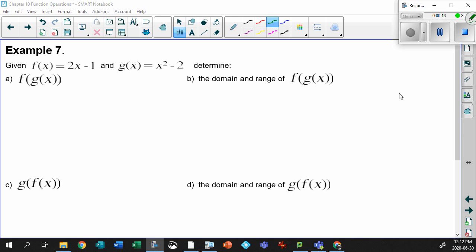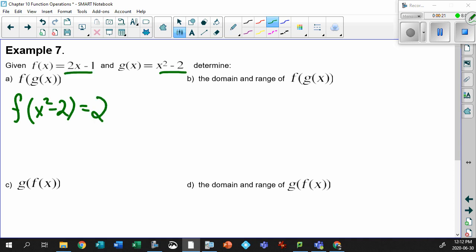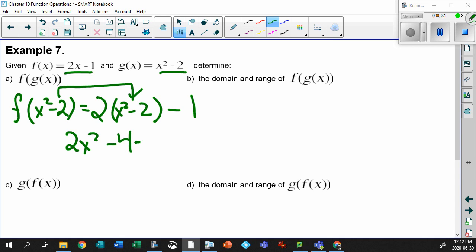Okay, so we have f, and we're going to put in g of x. g of x is x squared minus 2. Remember what f of x was. f of x was 2x minus 1. Let's put the g of x in here, which is x squared minus 2. Let's figure this out algebraically: 2x squared minus 4 minus 1 gives you 2x squared minus 5.